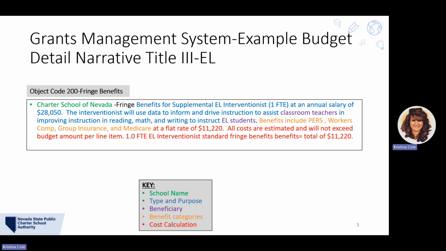And then you can see the benefits in orange, which include PERS, workers' comp, group insurance, and Medicare, which would only be applicable for Object Code 200. And then the cost calculation in red, you can see, is a flat rate of $11,220. And you've got the not-to-exceed budget line item verbiage in here, as well as the total.